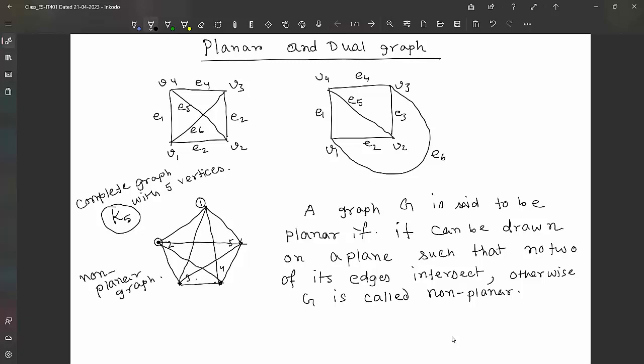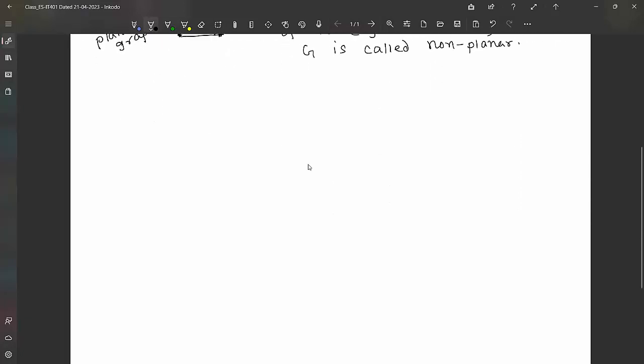Okay, so now we are taking one or two more examples of the planar graph. Suppose you take this graph. Now tell me, is it a planar graph or not? And how can you make it planar? Is it a planar graph?